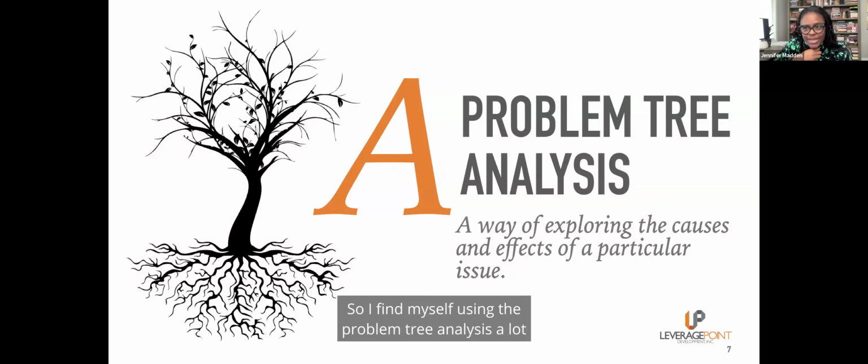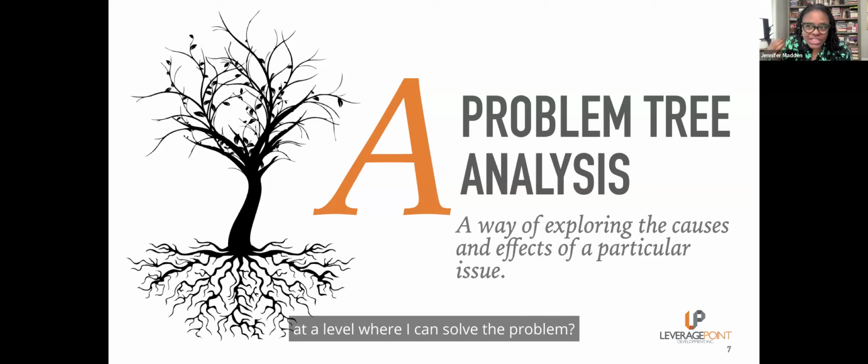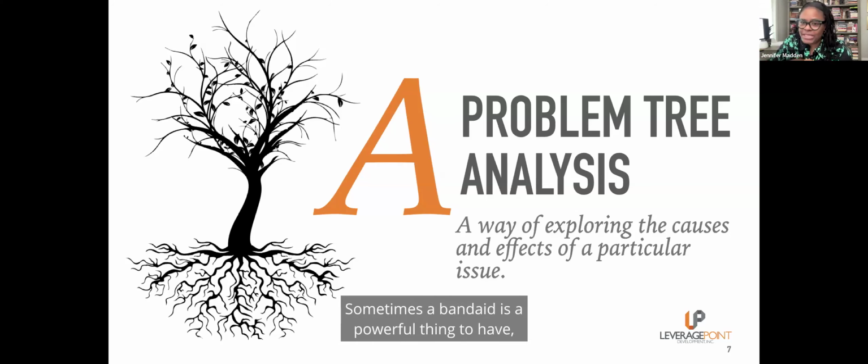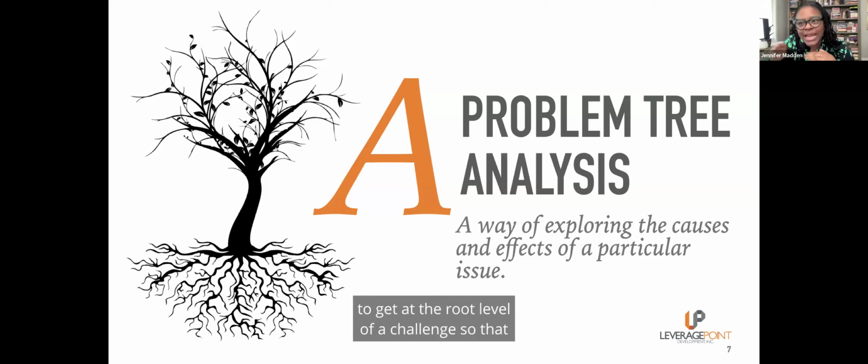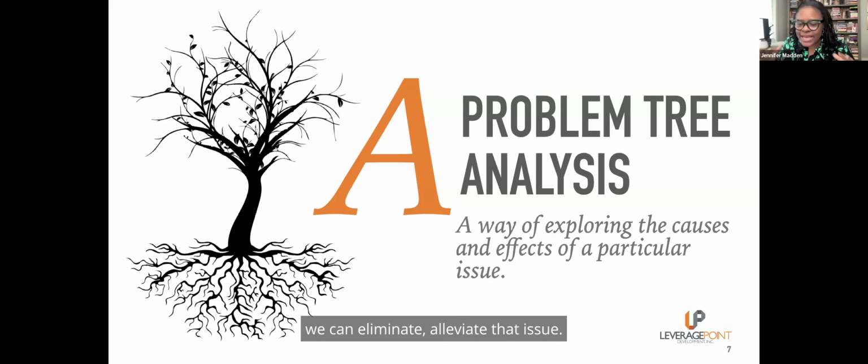So I find myself using the problem tree analysis a lot because sometimes I'm trying to figure out, am I addressing the problem at a level where I can solve the problem, or am I only able to address this problem where I can put a Band-Aid on it? And here's the thing, sometimes a Band-Aid is as good as we can get. Sometimes a Band-Aid is a powerful thing to have. And sometimes we can figure out ways to get at the root level of a challenge so that we can alleviate that issue. Okay, so we need to, in this work, be able to have a both and perspective.